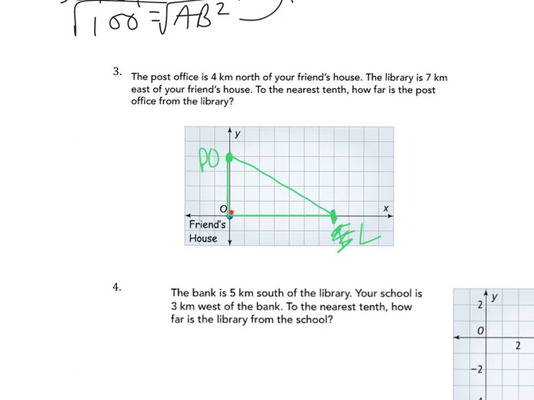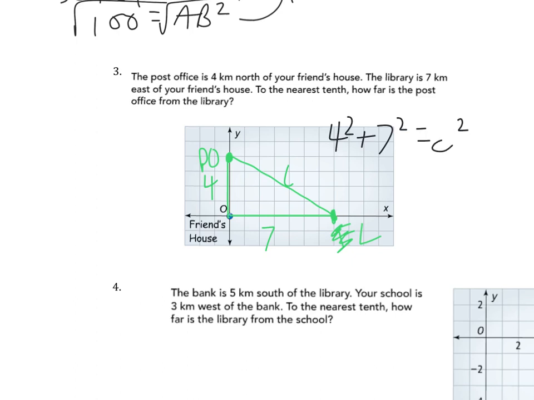Here's the post office, here's your friend's house, and you're trying to find the distance from the post office to the library. You're trying to find that distance right there. So let's call that C. That distance can be called C. This vertical distance is 4. The horizontal distance is 7. So let's use the Pythagorean theorem here. So we'd say 4 squared plus 7 squared equals C squared.